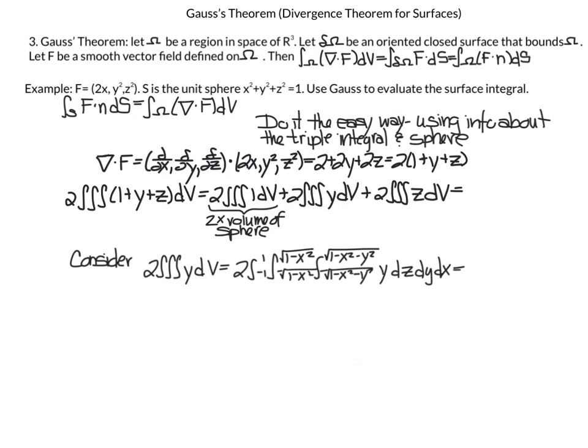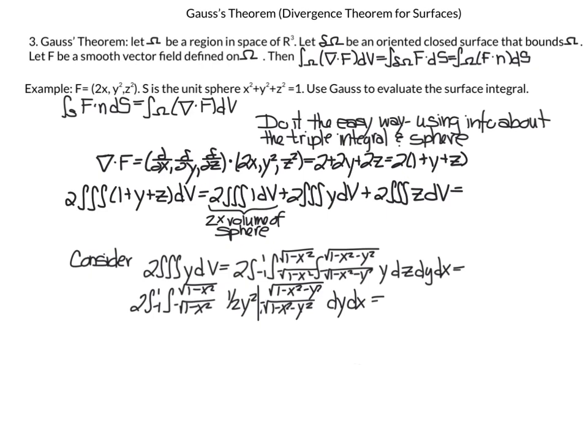Next, we'll look at this part of the integral, the y part. So when we set up our triple integral, we have 2, x goes from -1 to 1, y goes from the negative square root of 1 minus x squared to positive square root of 1 minus x squared, and then the z goes from, and this is the hemisphere, negative square root of 1 minus x squared minus y squared, to square root of 1 minus x squared minus y squared. So this is the typical way we set up our triple integrals a long time ago when we did a volume of a sphere, or we did an integral over a sphere.